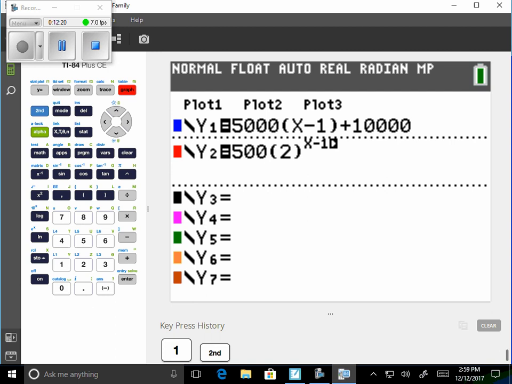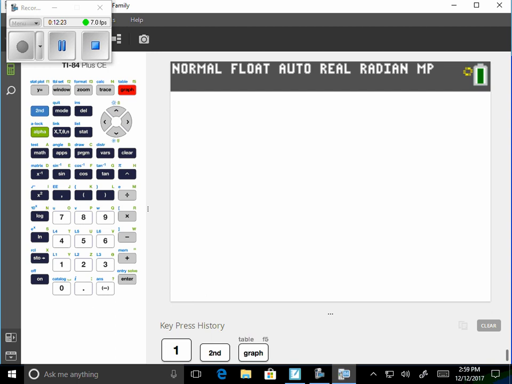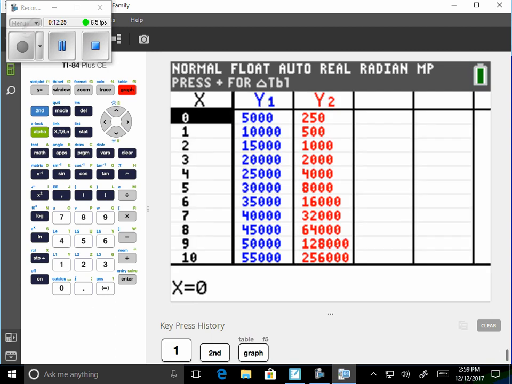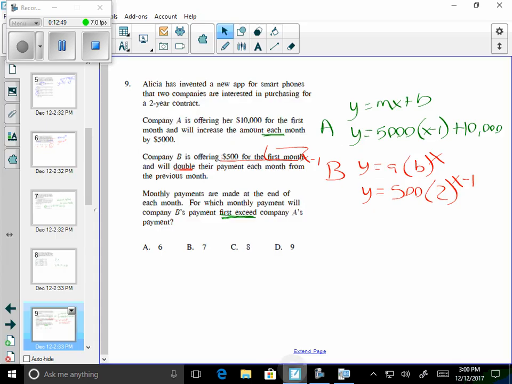So if we look at our tables, you're going to see company A is bigger. Company A is bigger, bigger, bigger, until all of a sudden we get down to this month here. And month 8 is the first time that company B is going to be bigger than company A. So that is the answer to our question here, it's going to take 8 months for company B to finally exceed company A.